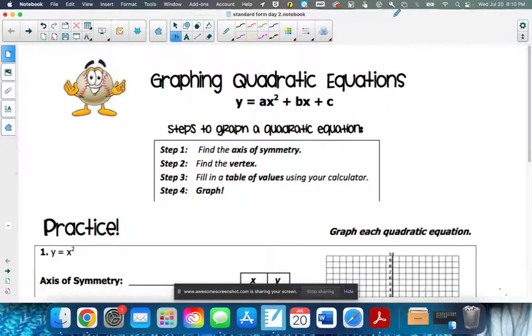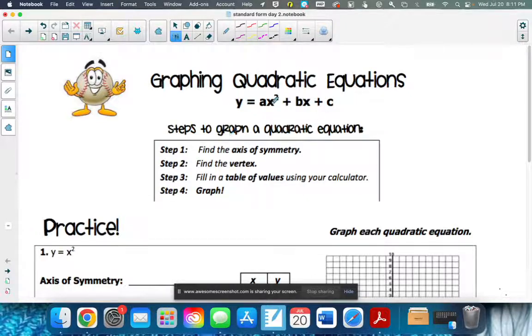Okay, so welcome to the second installment of graphing quadratics. We're going to be graphing and starting to describe them, the same way that we graphed linear and described them. Now you're going to be able to find the domain and range and all that stuff of quadratics.